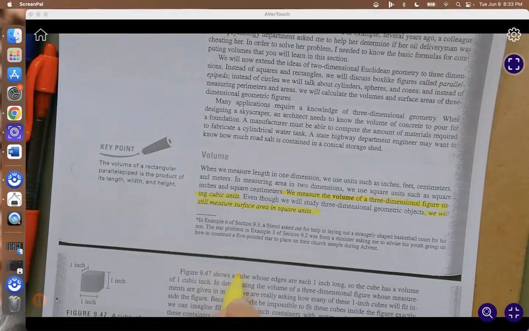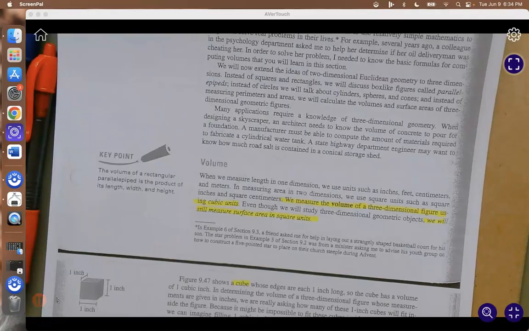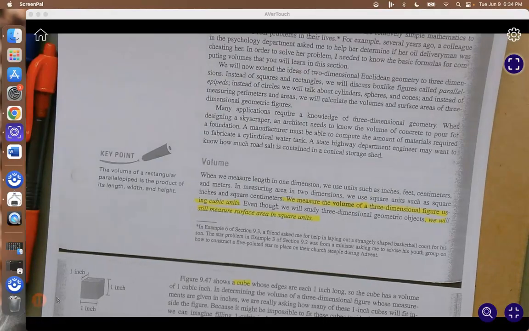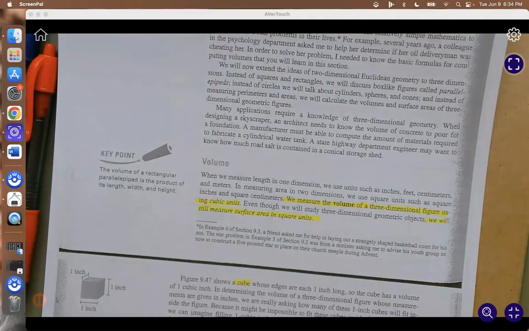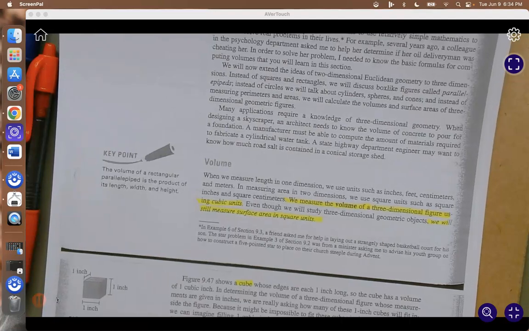So the first shape we're going to look at is a cube, and the volume of a cube is length times width times height. Okay, so surface area is easy to find. Find the area of the top and the bottom, area of the front and the back, and the area of the two sides. And then you're going to add all of that up.